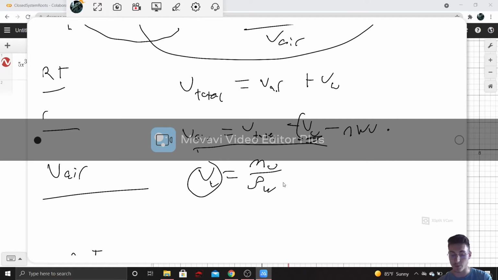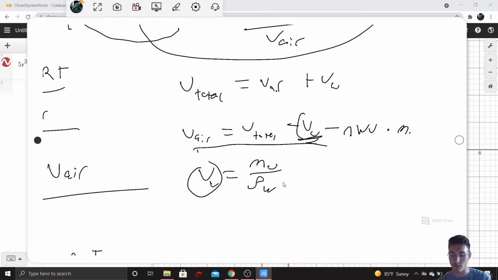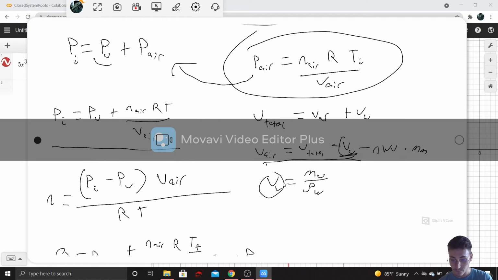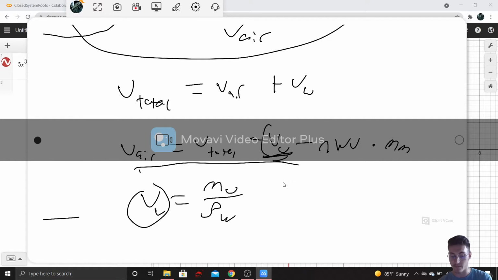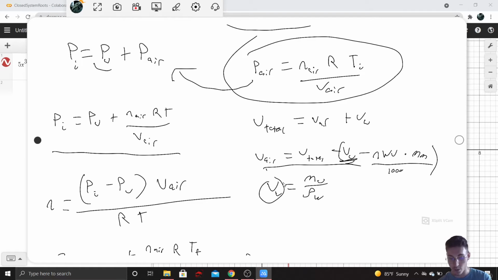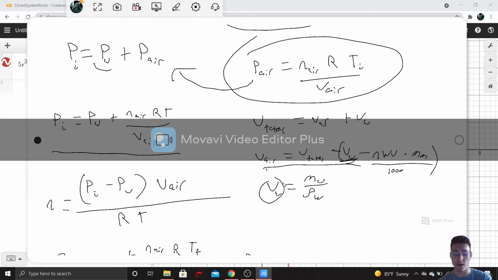So what we're going to do is multiply by the molecular weight, or molar mass, MM, and that gives us grams. But if we go back up here, everything is in kilograms, so we want to divide this by 1,000 to put it into kilograms. Now we should have the correct volume of water in the system, after 0.3 moles have gone into the vapor phase.